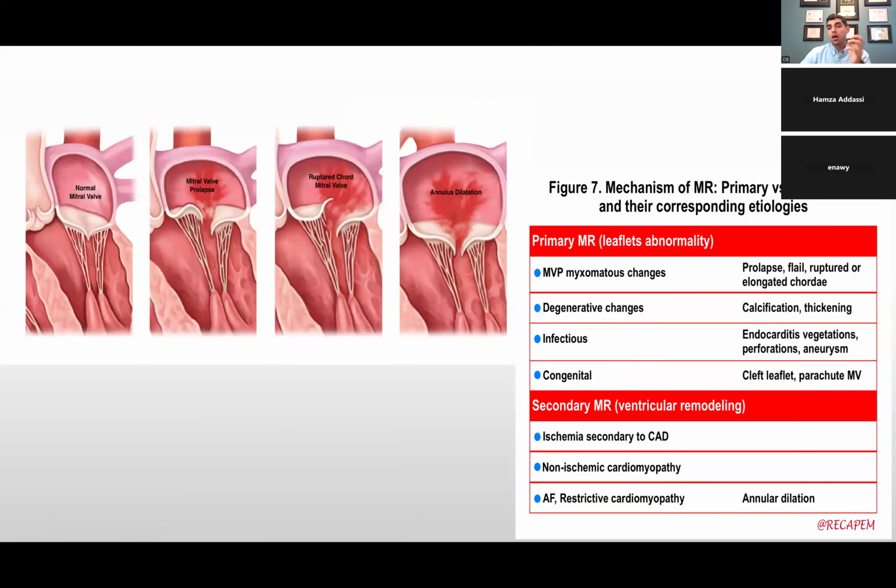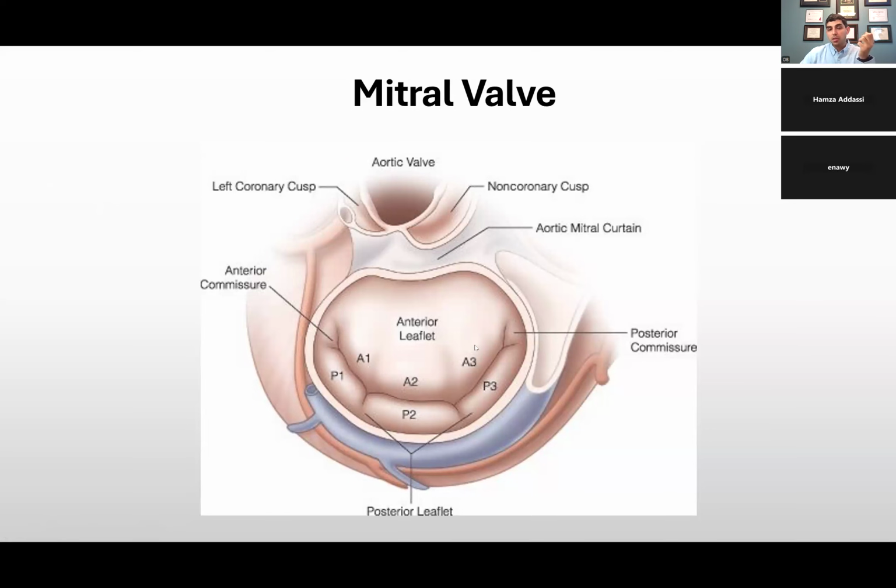So what could cause problems in the mitral valve? The way I explain this to patients is, if you have a door in a frame, the door of your house, and the door doesn't close, the problem could be in the door, which is the anterior or posterior leaflet, or it could be in the frame of the door, and so the door doesn't close.